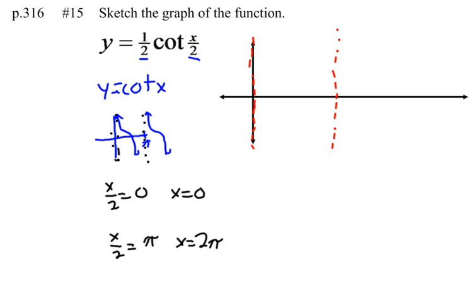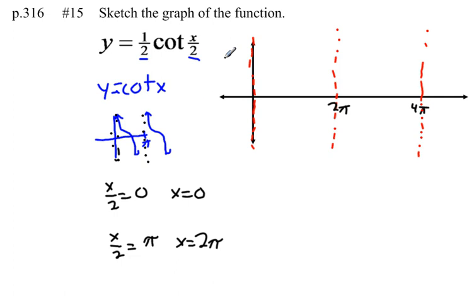So let's just label those 0 and we'll label 2 pi. We can even go out here to 4 pi and put another asymptote because we know that these trig functions are periodic and they will continue on and on forever.